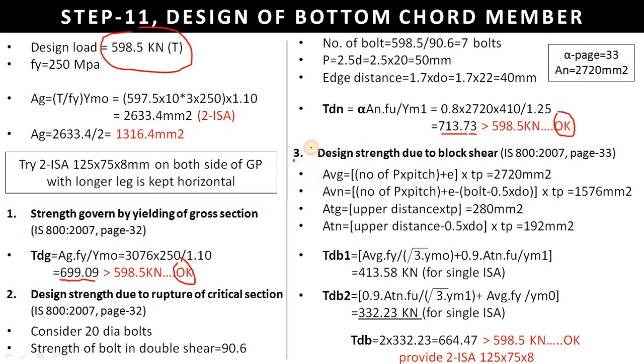And coming on to the third, which is design strength due to block shear, which we have obtained as 664.74, which is greater than the design load, which is safer and it is okay. So hence we have provided the 2 ISA 125 cross 75 cross 8 mm for the bottom chord member.